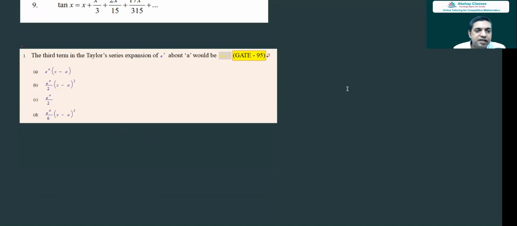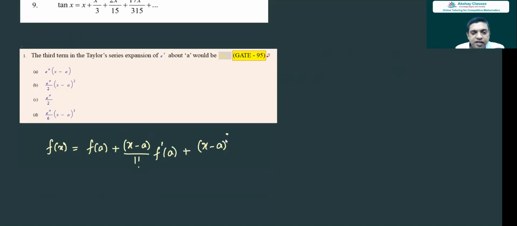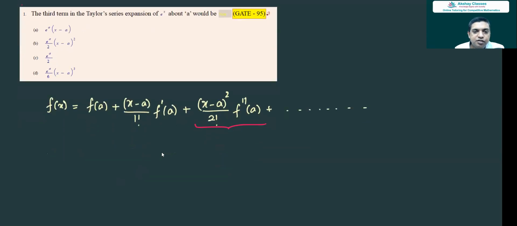The third term in the Taylor series expansion of e power x about x equal to a. So let us write the Taylor series expansion. f of x is equal to f of a plus x minus a by 1 factorial into f dash a. This is the second term. The third term is x minus a the whole square by 2 factorial into f double dash a, and so on. So this is the third term that is being asked for.